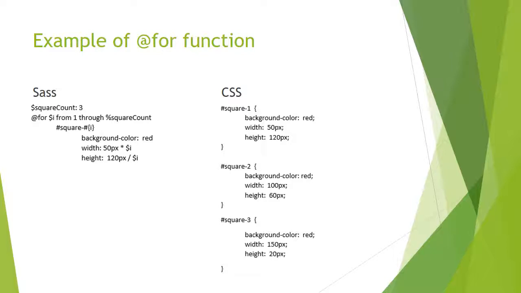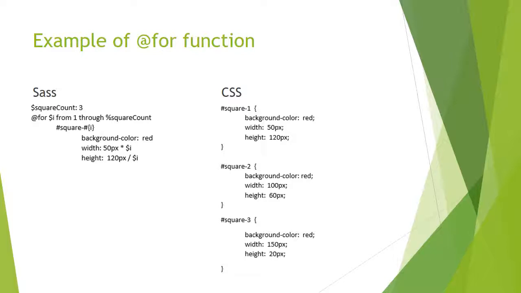So here we have a SASS instance. We're going to iterate a square count function 3 times. So for every iteration from 1 to the number of square count, which we declared was 3, we're going to do the following. We're going to set the background color to red. We're going to set the width starting at 50 times the number iteration we're on. And then we're going to set the height from 120 pixels originally to, or divided by, the number of iterations.